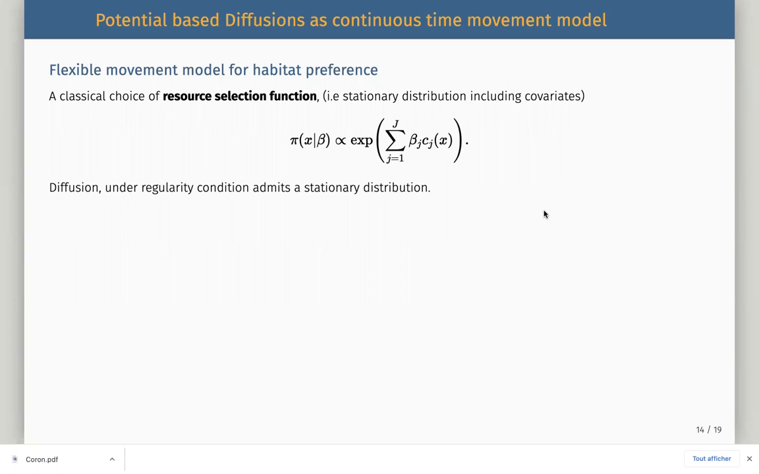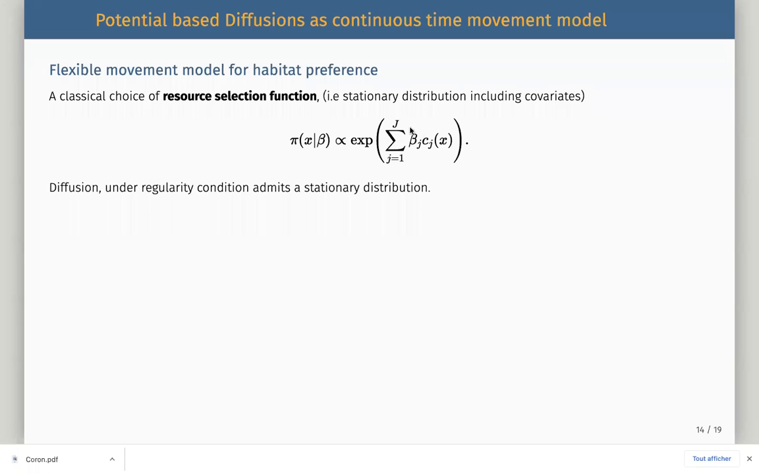So the ecologists tend to be interested in what they call the resource selection function. If you assume that you have some stationary distribution about the abundance of the animals, you would like to estimate the link between some habitat and the presence of one species. So it's very similar to the idea that Camille was presenting before.